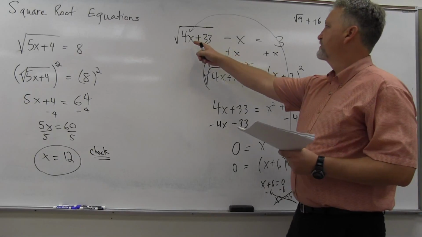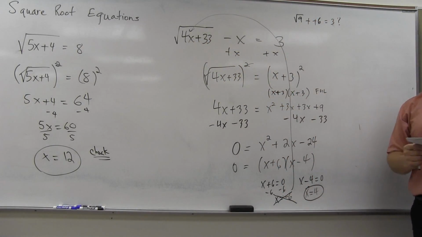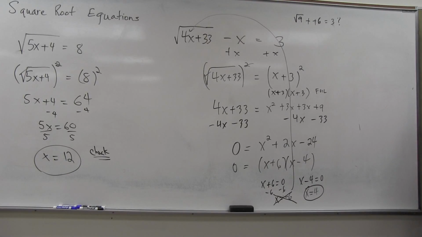4 does work, doesn't it? Yes. The square root of 49 minus 4 is 3. Okay?